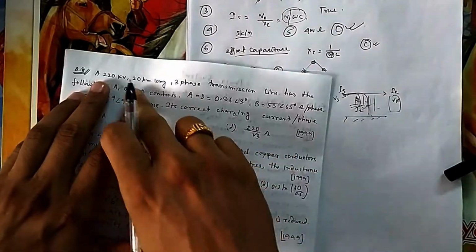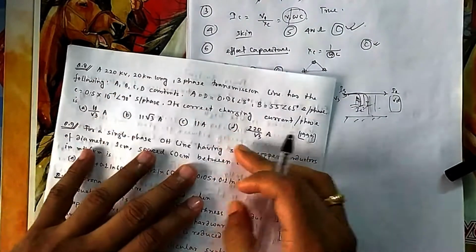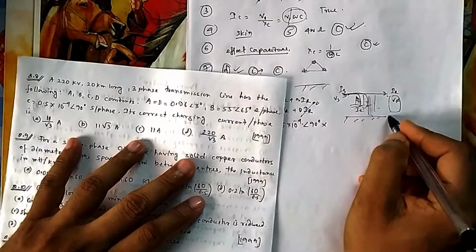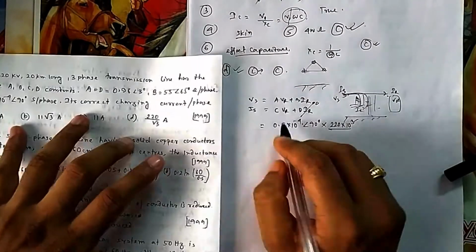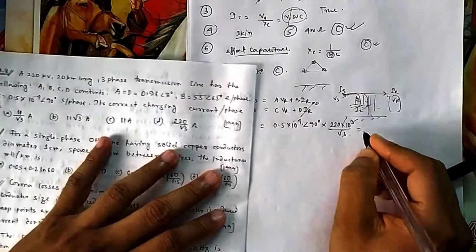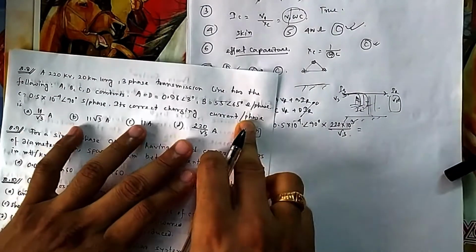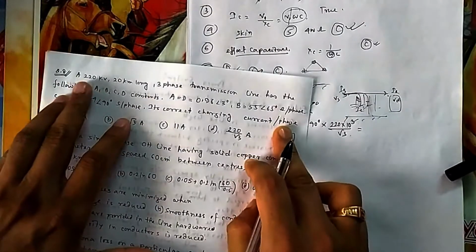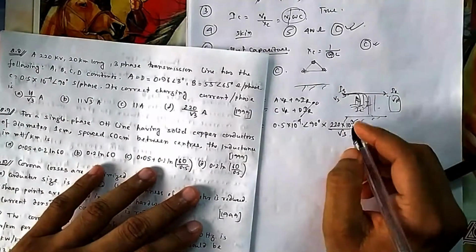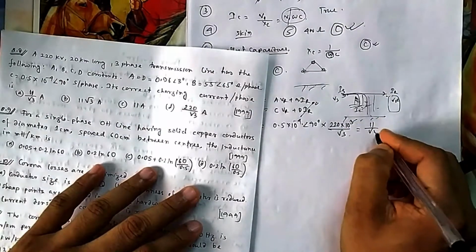This is always the receiving end, 220 kV if they mention. That means the line is at 220, so you are supposed to get 220 kV at the end. And this is always per phase, so you divide it by √3. Because they are asking per phase, and if nothing is mentioned it is line voltage, so divide by √3 to give you per phase. So if you solve it, it is 11 by √3, that is your option A.